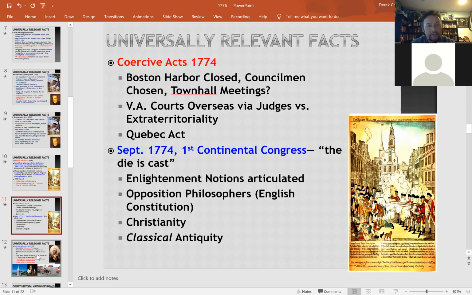The Continental Congress met in September of 1774. And that's when the expression "the die is cast" by Benjamin Franklin was issued. They articulated Enlightenment notions, oppositional philosophers, Christianity and classical antiquity. We'll get more into that in a moment.